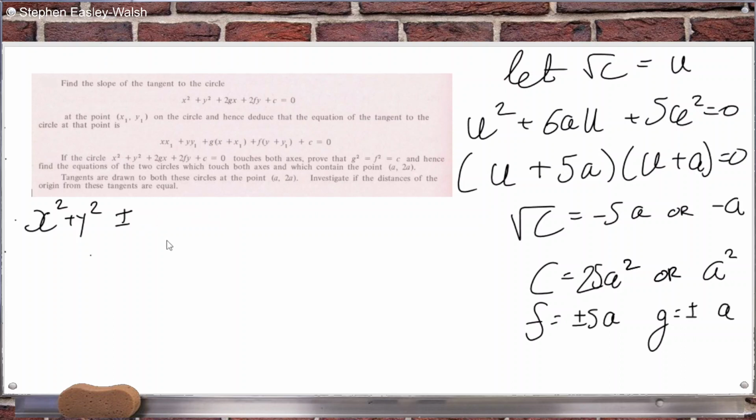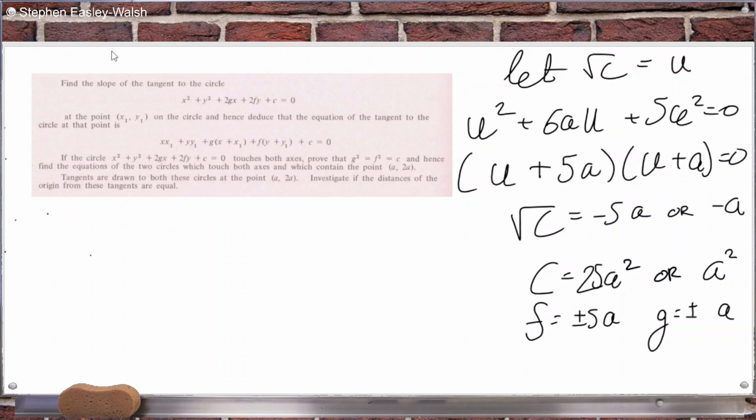Plus or minus 10 or 2ax plus or minus 10ay, and then the c... no, I have to be careful. I'm not pairing them off correctly.